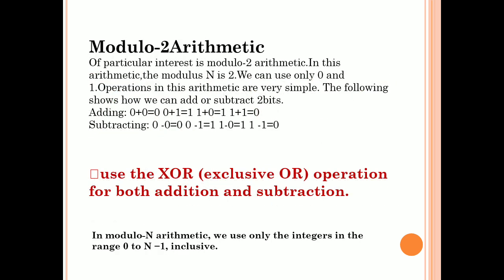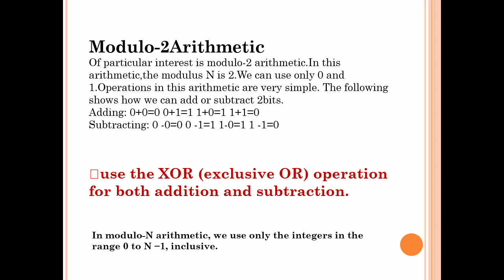Now I will explain modulo 2 arithmetic. This means that the value of the modulus n is 2. So we can have only the values 0 and 1, and the operations in this arithmetic are very simple. The following shows how we can add or subtract two bits. In addition, 0 plus 0 equals 0, 0 plus 1 equals 1, 1 plus 0 equals 1, and 1 plus 1 equals 0.